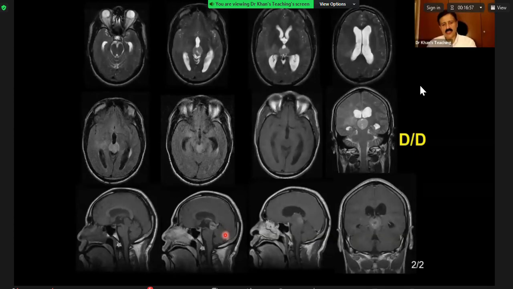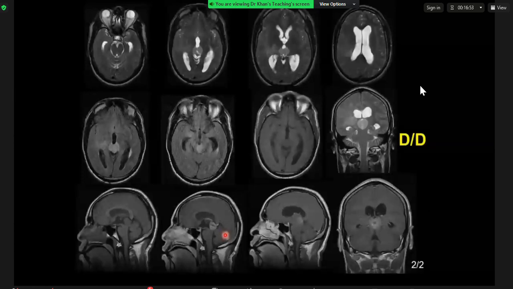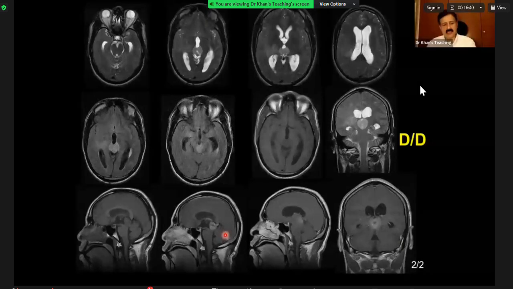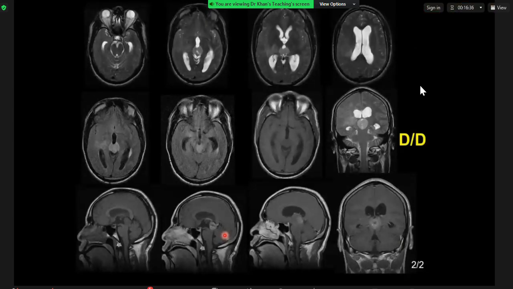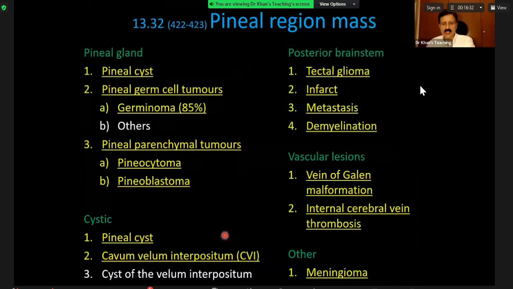So what's your differential here? So I think this is a neoplastic lesion. There weren't any calcifications on the CT scan. I'd like to know the age of the patient. It is not exactly a baby, isn't it? Even on this, so this is an adult. Yeah, it looks like an adult. So maybe a pineal germinoma. Excellent. So this was a germinoma.